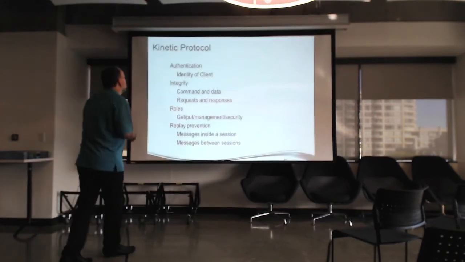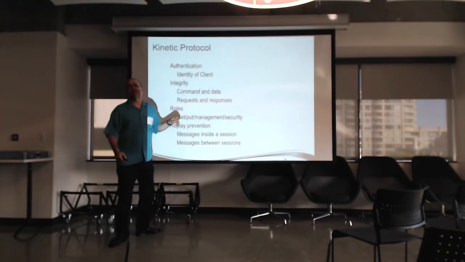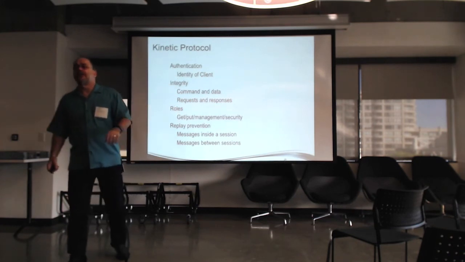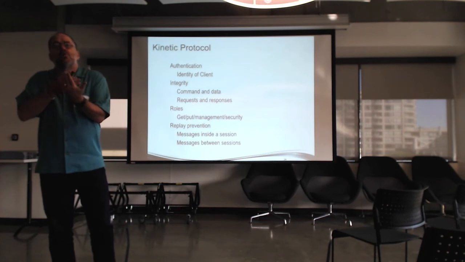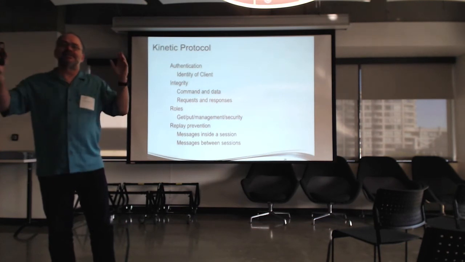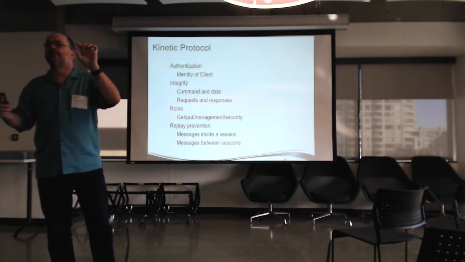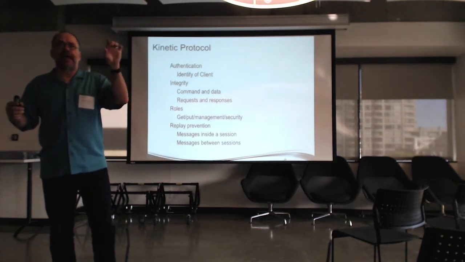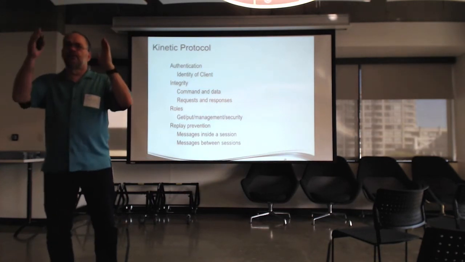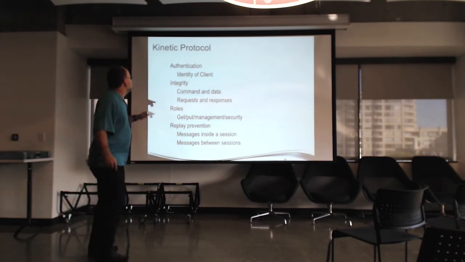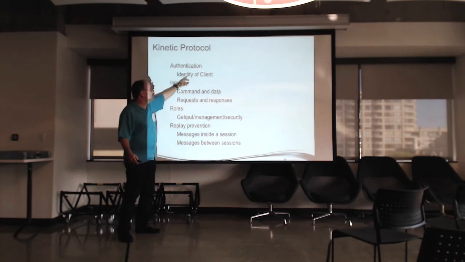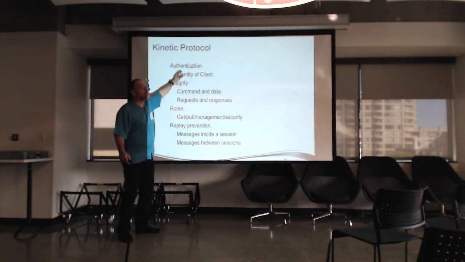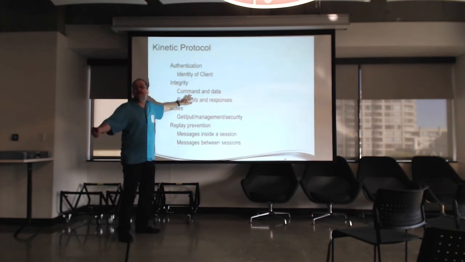The Kinetic Protocol knows the identity of the client. Not the IP address, not some white list, not some black list. It knows the identity of the client because when the data is sent, the request is signed with something called an HMAC, Hash Mandatory Access Control. And that proves the integrity of the command. It proves the integrity of who the client is. So we know who the person is, and we know the command has authenticity.